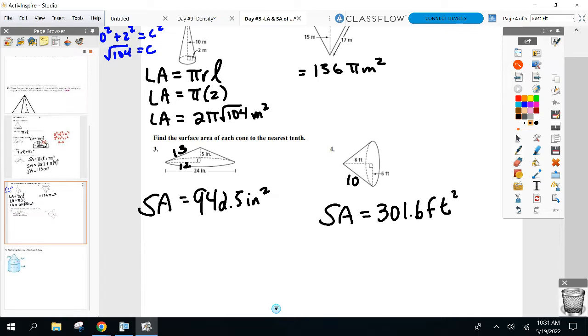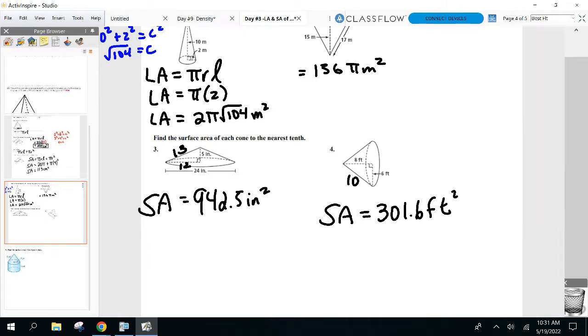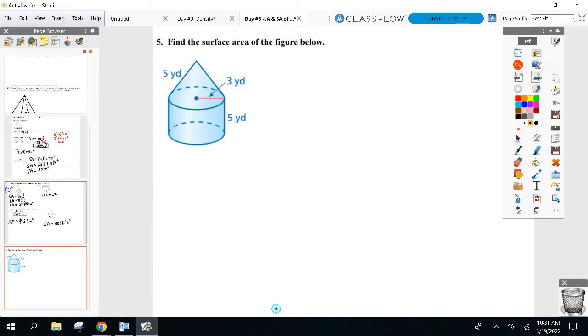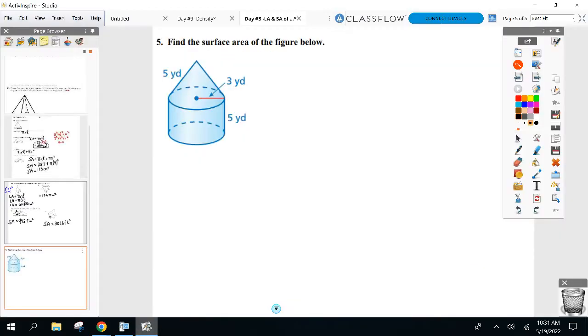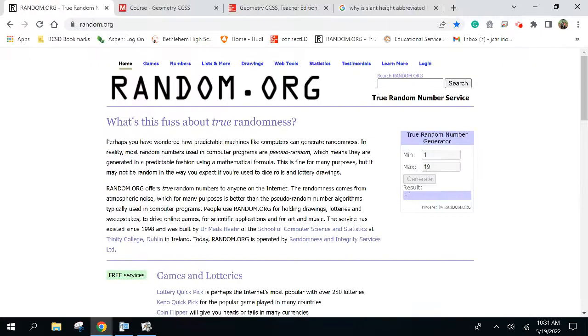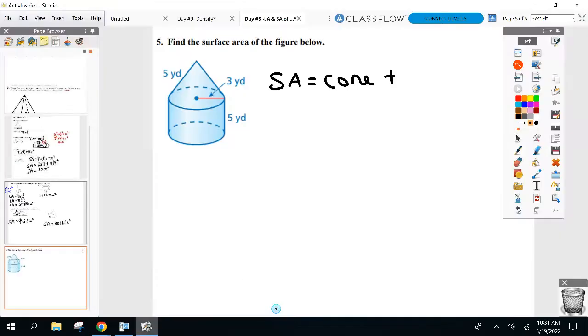Feel confident here? All right, you ready for the big dog like we end class all the time here with the surface area unit. Figure on top of a figure. What's the top figure? Top figure is a cone. So I'm going to go cone plus what's on the bottom? Cylinder.